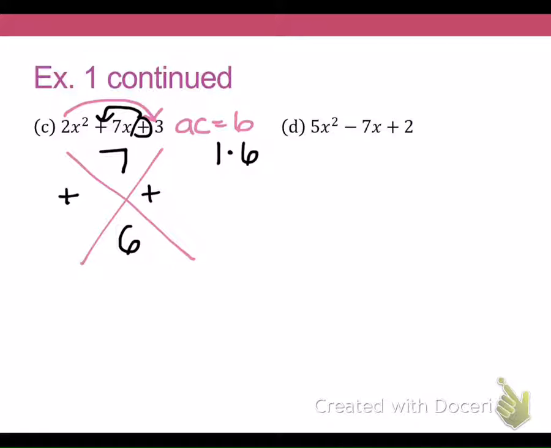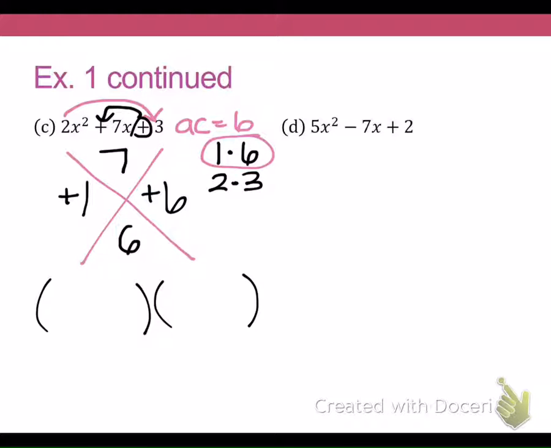So 1 times 6, and are we going to be adding our factors or subtracting them? So which 2 can be added? 1 and 6, we add and get 7. All right, so since our signs are the same, it doesn't matter which one goes where. So Bruce, what are my factors or my binomials right now? All right, x plus 1, x plus 6.